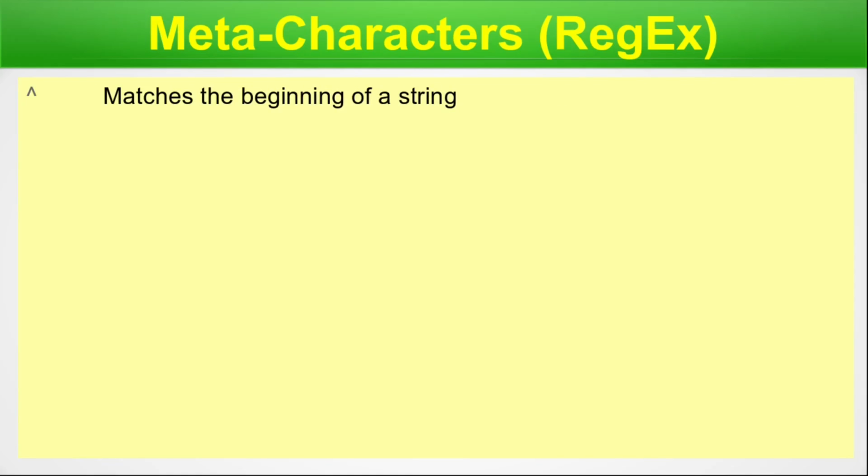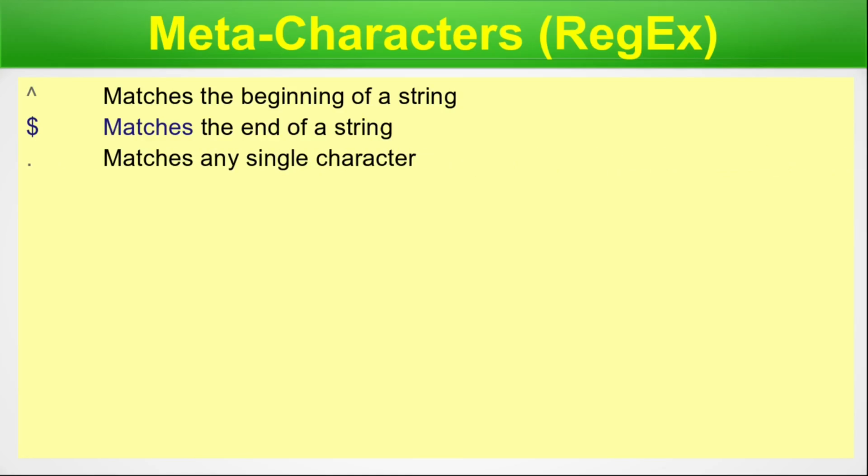Caret matches the beginning of a string. Dollar matches the end of a string. So basically a string is under a double quote or a single quote, right? So the first character of the string is after the opening single quote or double quote. So caret specifies that you have to match here, and dollar matches with the closing quote or double quote, at that position. So that's why these are meta characters. Dot matches with a single character, any single character.